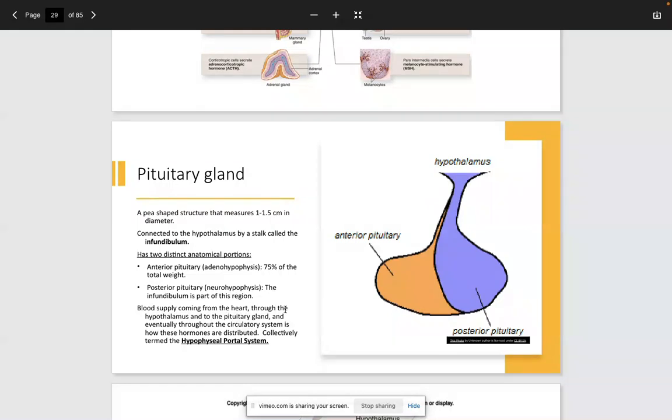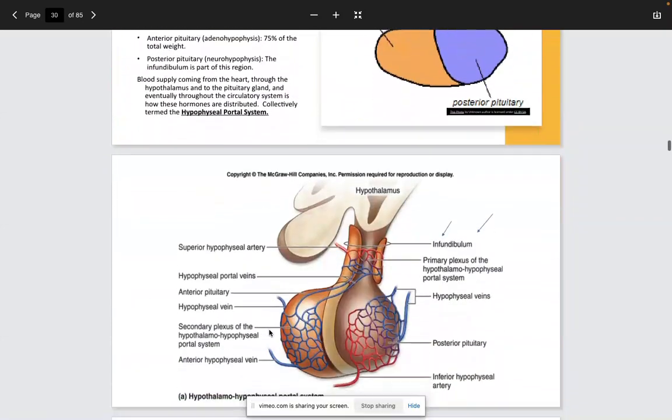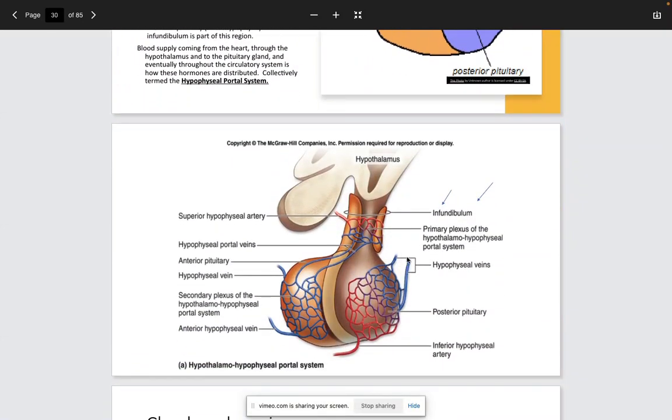Blood supply coming from the heart through the hypothalamus and to the pituitary gland and eventually to the circulatory system is how these hormones are distributed. This is called the hypophyseal portal system, and I'll show you that on this next slide. So this is going to be the hypophyseal portal system. You're going to have the superior hypophyseal artery here, very close in relationship to the infundibulum, again being the stalk that connects this pituitary gland to this hypothalamus.